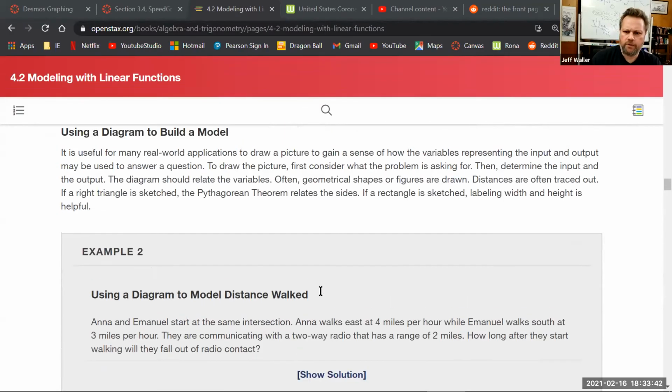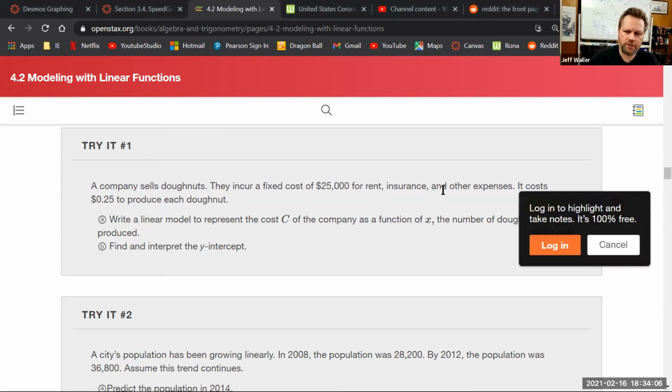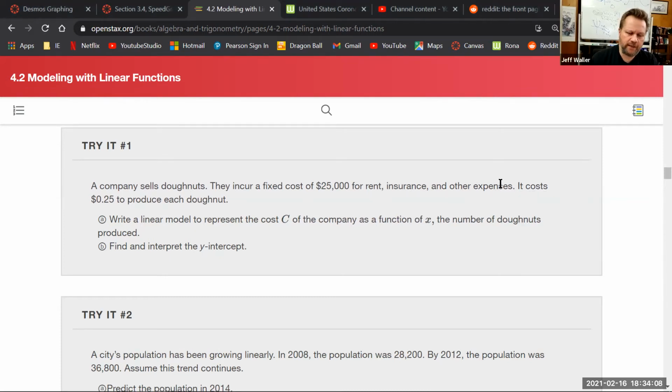The one with the donuts? Yes. Okay. So what? I just don't understand the sentence. What is a fixed cost? Oh, fixed cost just means it doesn't change over time. It doesn't change because you make more donuts. So rent, insurance, and other expenses like water and heat and all that kind of stuff.